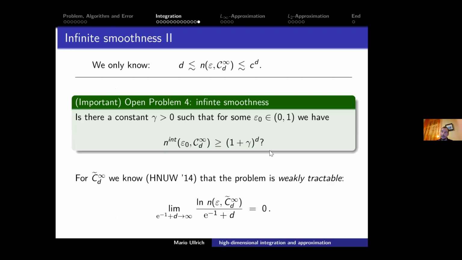I strongly conjecture the answer to this is yes. And the open problem is: is there a constant and some epsilon 0 such that the number of function evaluations needed to integrate functions from C infinity decays exponentially in d?